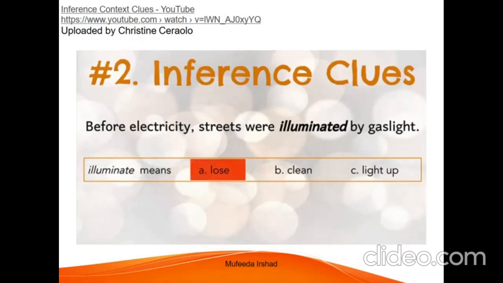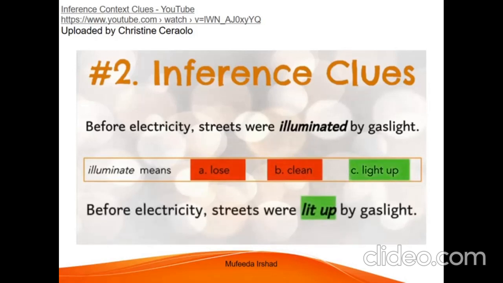Well, in this sentence, lose doesn't make any sense. Nothing is missing or lost. Clean, I don't know what that would have to do with a gaslight or electricity. So I think it's going to have to be light up. Let's see if that works. Before electricity, streets were lit up by gaslight. That makes sense.